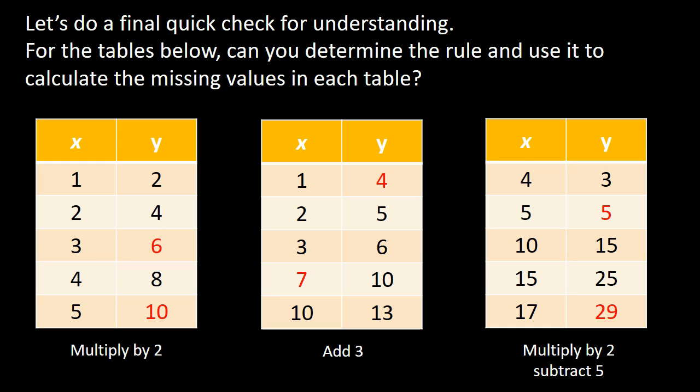For an input of 17, we would multiply that by 2 and then subtract 5. 17 times 2 is 34. Minus 5 gives us the final output value of 29.